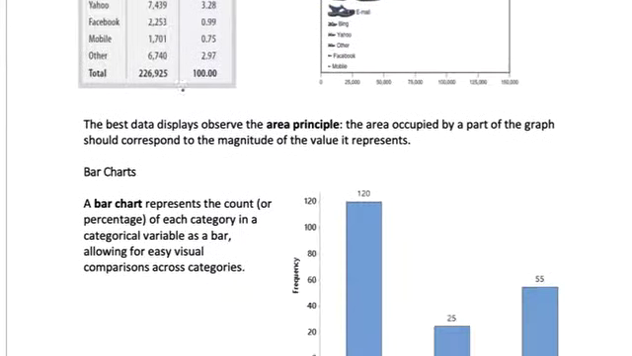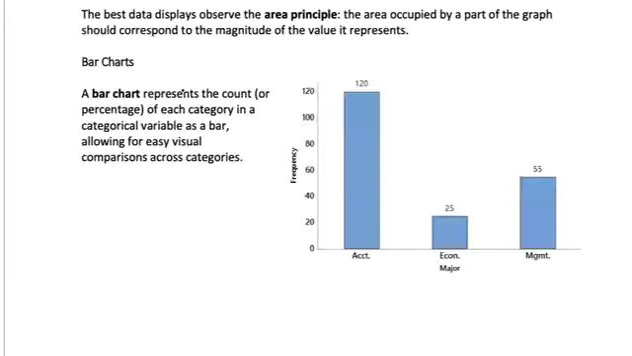A common type of graph for categorical data is called a bar chart or a bar graph. A bar chart represents the count or percentage on the y-axis, and each category is represented by a different bar. So this is the major data from earlier. We have accounting majors. It's easy to see that that's the highest bar. We have economics majors. It's easy to see that that's the lowest, and you can easily see that management is in the middle. So bar charts allow for easy visual comparisons of the different categories to each other.